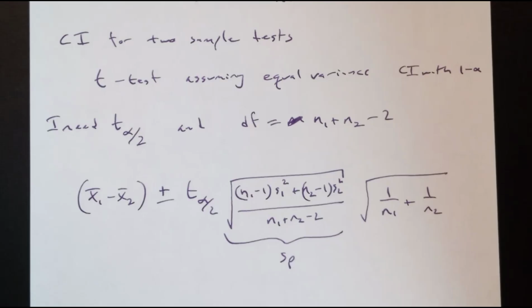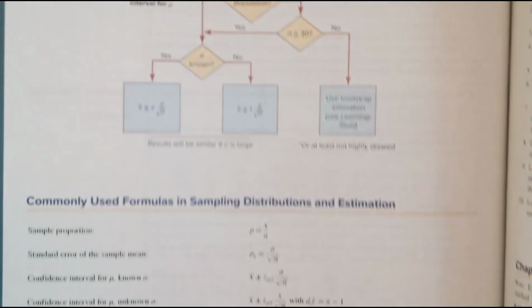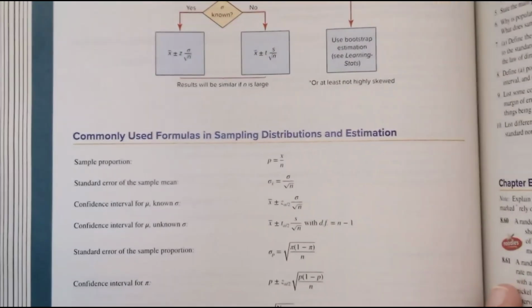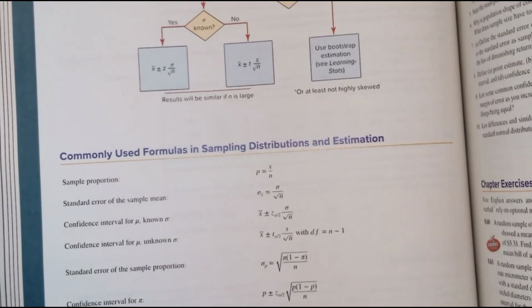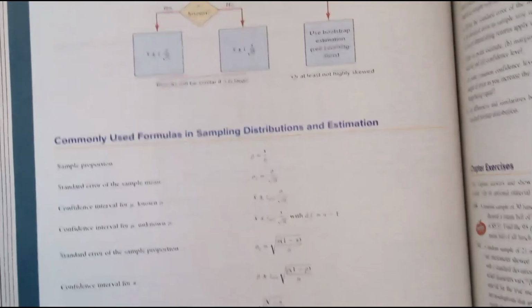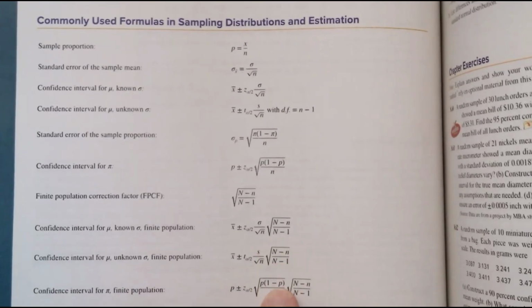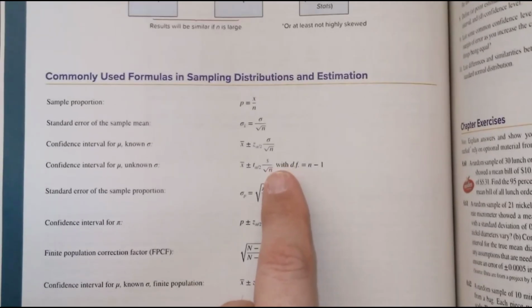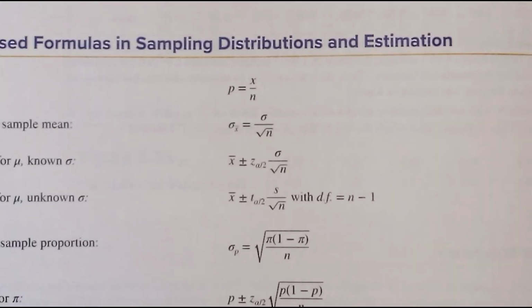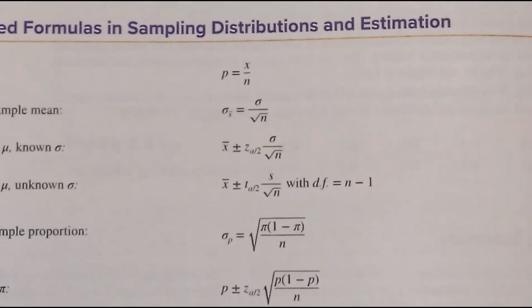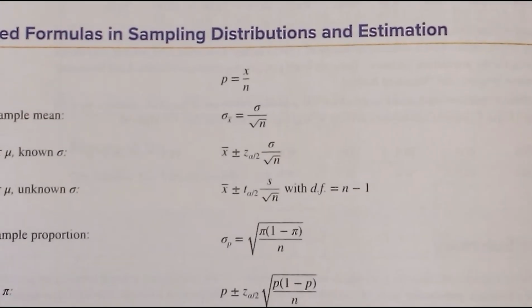Leo? Is it x-bar plus or minus T of alpha over two times S over root n times the square root of large N minus small n over large N minus one? That's for the finite population correction factor. It would be the one up top here. And if I look carefully, T alpha over 2 times S, and then the square root of n is on the bottom, isn't it? Over 0.95, why just do 0.025 instead? Because the alpha over two.